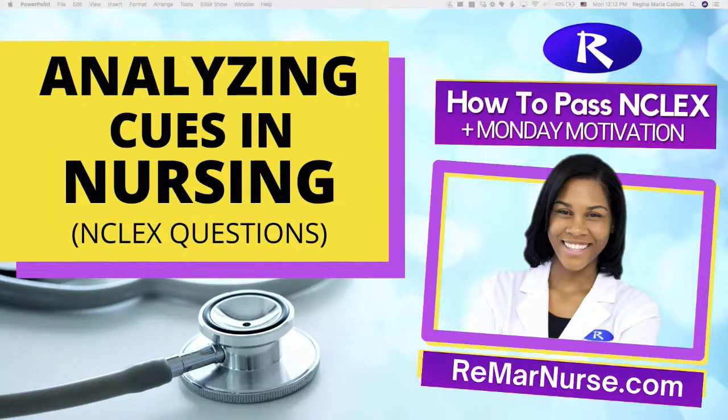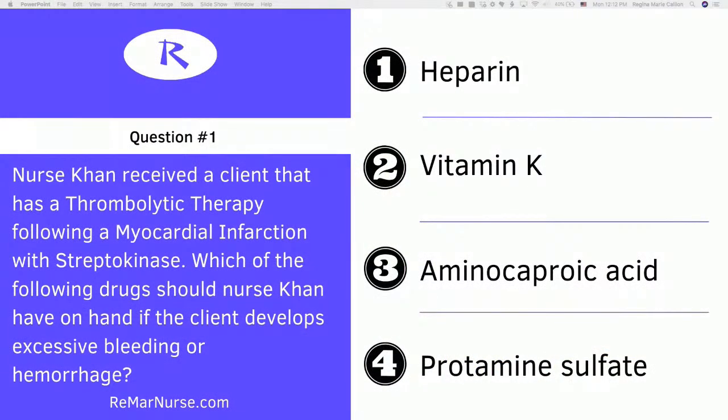All right, here's our first question. Nurse Khan received a client that has a thrombolytic therapy following a myocardial infarction with streptokinase. Which of the following drugs should Nurse Khan have on hand if the client develops excessive bleeding or hemorrhage? Number one, heparin. Number two, vitamin K. Number three, aminocaproic acid. Or four, protamine sulfate.